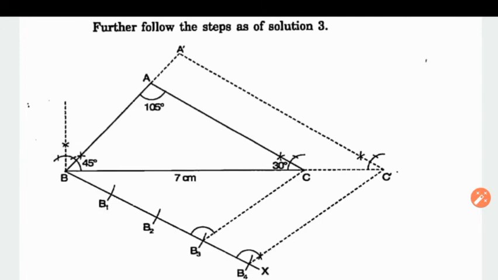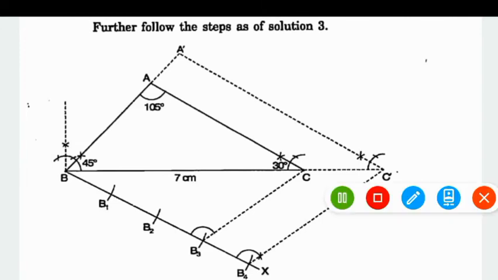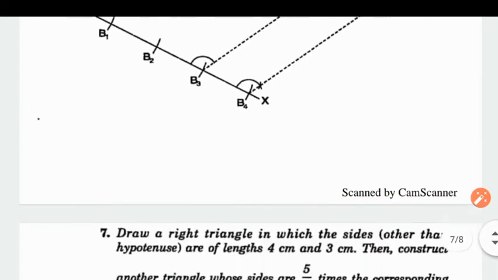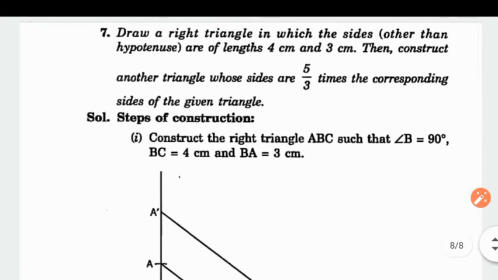So the required triangle, whose sides are 4 by 3 times the sides of the given triangle, is A dash B C dash. This is the required triangle. So let's do the last sum.